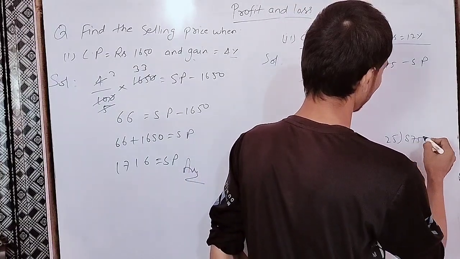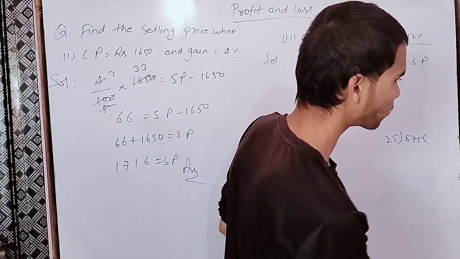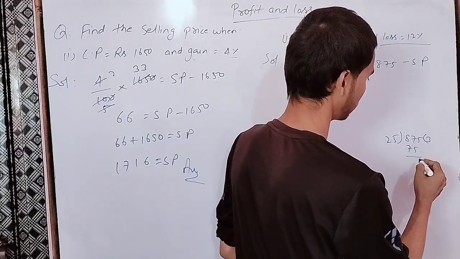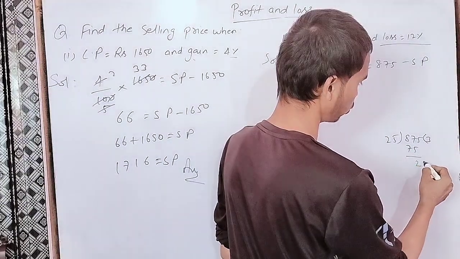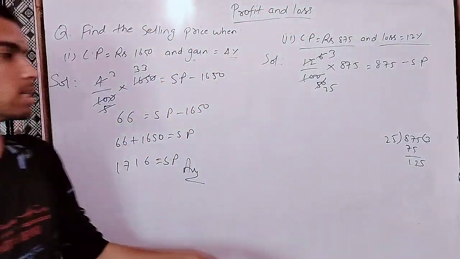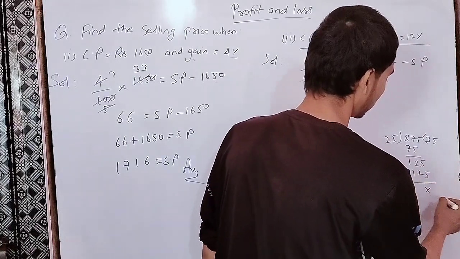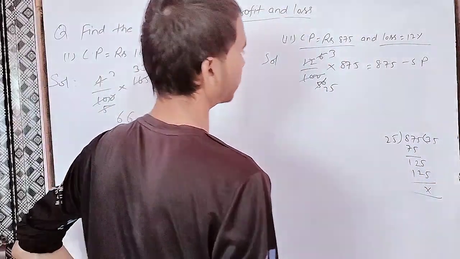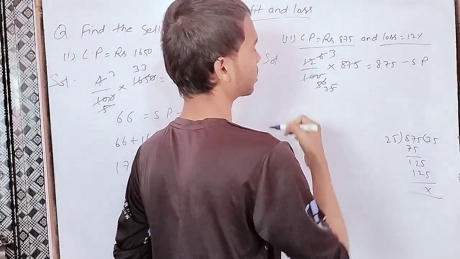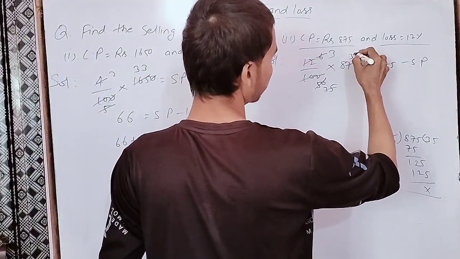25 into 35 is 875. How much? 25 threes are 75. Here again 2 and 1 5. 25 fives is 125. Remainder is nothing. Yeah, it cancels. It cancels by 35.